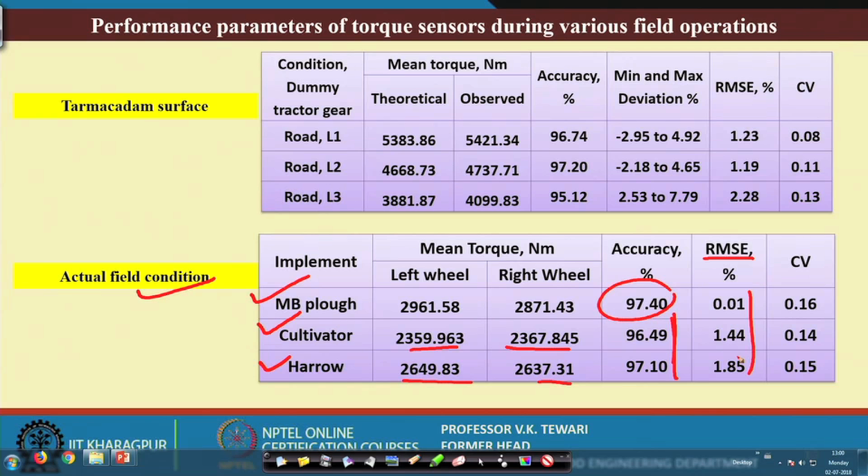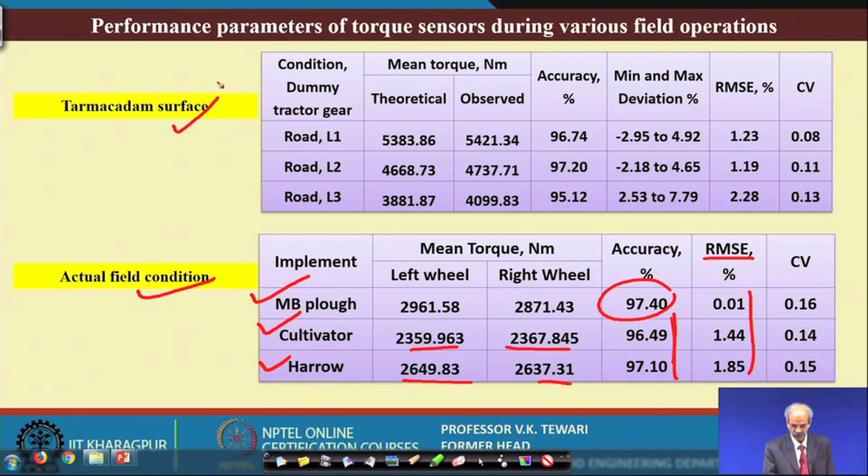It was also tested on a tar macadam road. That means, on that condition, when we have a certain load, on the tar macadam road you can put either a trailer or whatever, and then you can have L1, L2 and L3. These are the conditions of the surface, and then what are the values that we have got, theoretical values and observed values. You can see the difference between theoretical and observed values.